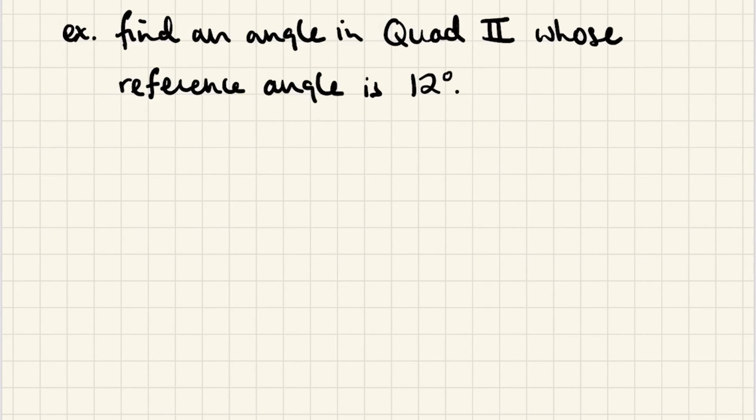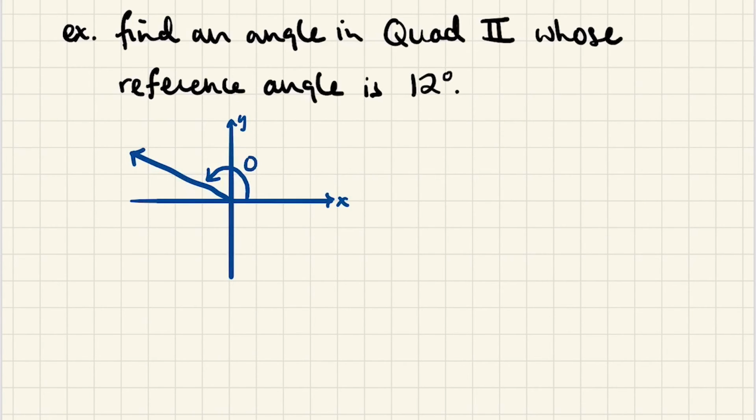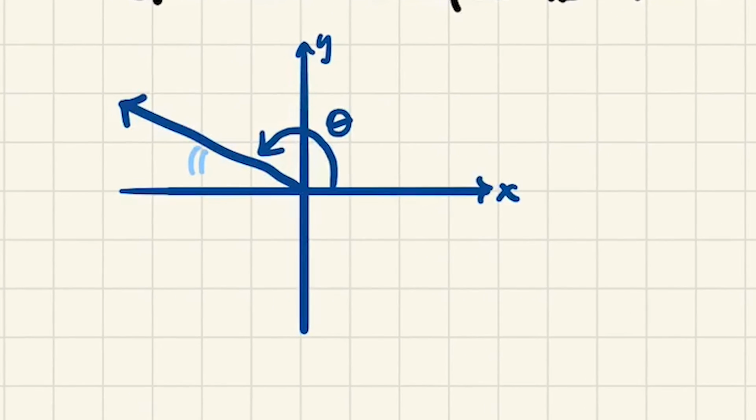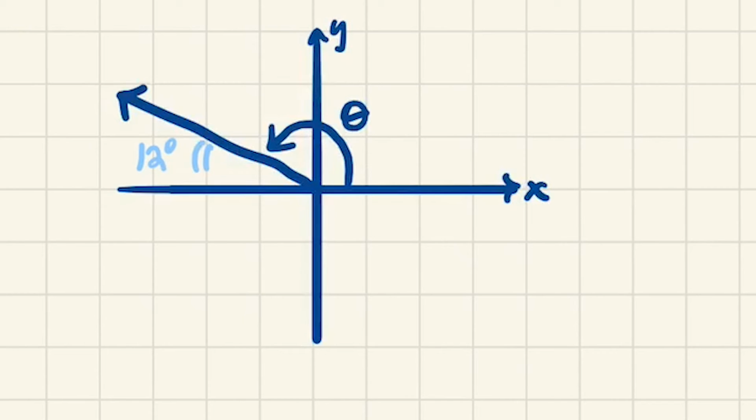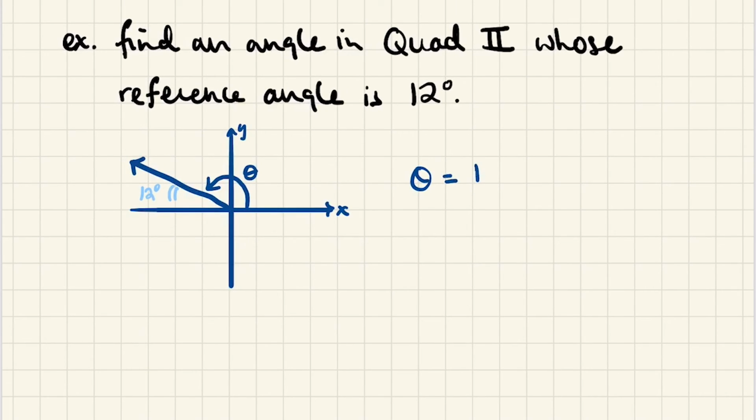Okay, this time we're given a reference angle and we're told to find an angle in a specific quadrant, quadrant 2. So let's draw what might be our answer, which is some quadrant 2 angle here. And theta will be our answer. We don't know what theta is yet, but we are given that its reference angle is 12 degrees. So just looking at the geometry of the situation, we can see that theta is the supplement of 12 degrees, right? So theta will be 180 degrees minus 12 degrees, and that would be 168 degrees.